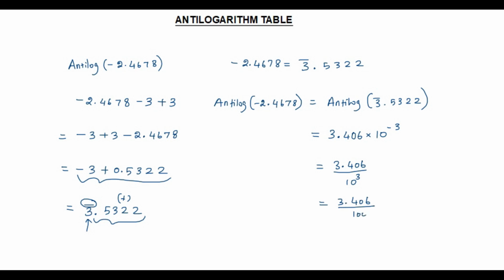So whenever I divide a value by 1000, I need to move the decimal point 3 digits to the left. Already we have 1 digit here, we need 2 more digits. For that we can add 2 zeros. So finally we get 0.003406. So this is the anti-logarithm of minus 2.4678.